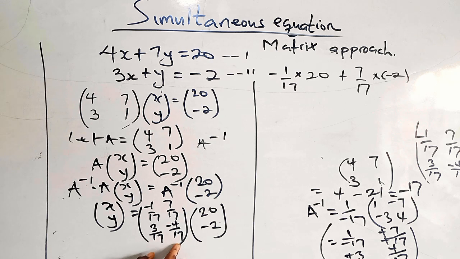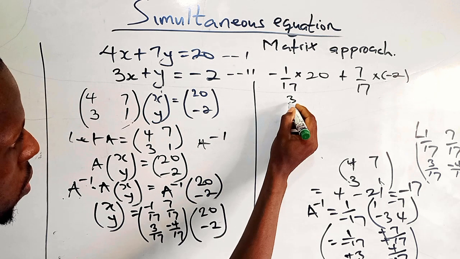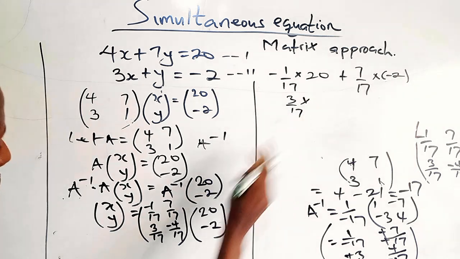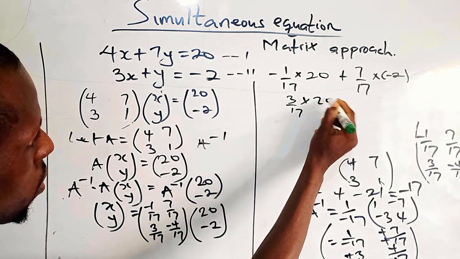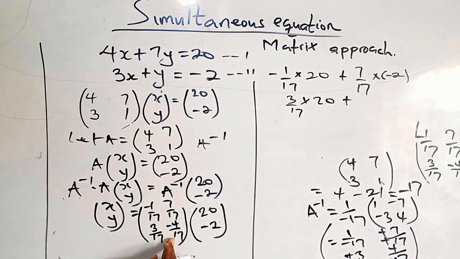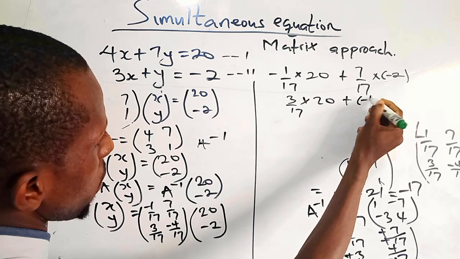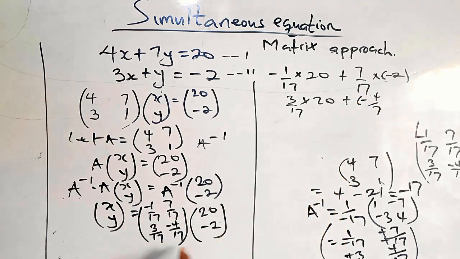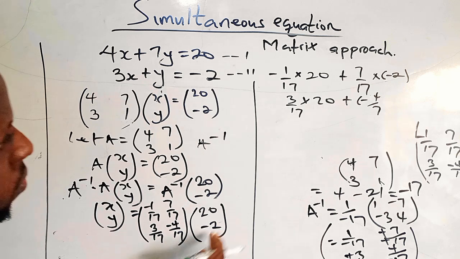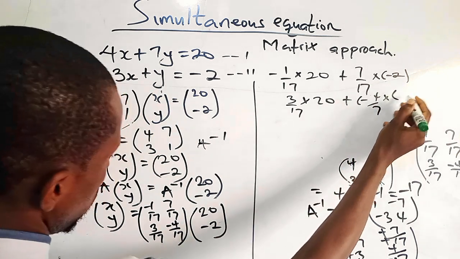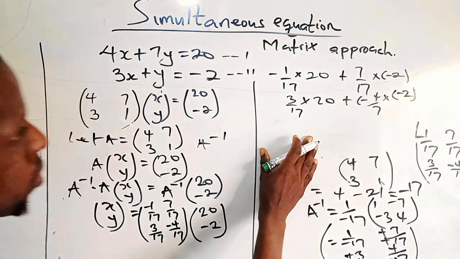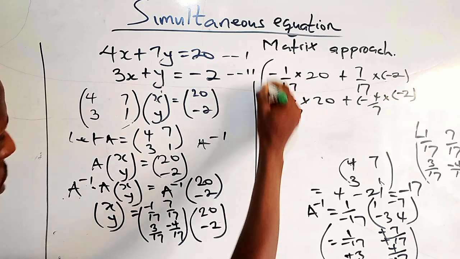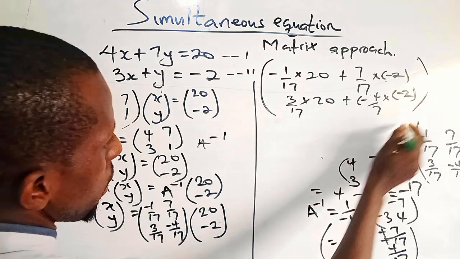So come to the down row, take this and multiply it with this. We have 3 over 17 times 20. Add it up with the next one. We have here minus 4 over 17 times minus 2. So here we have it in the brackets.